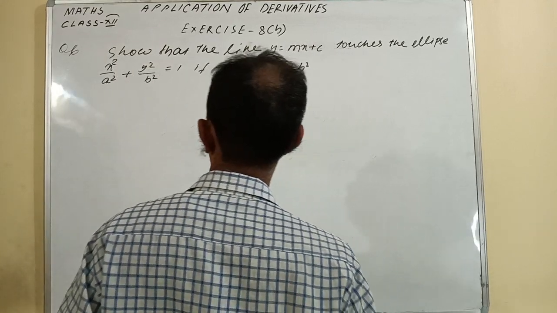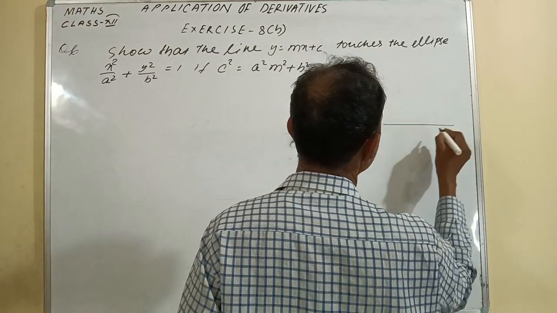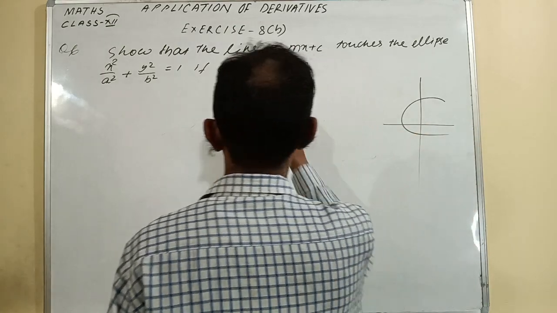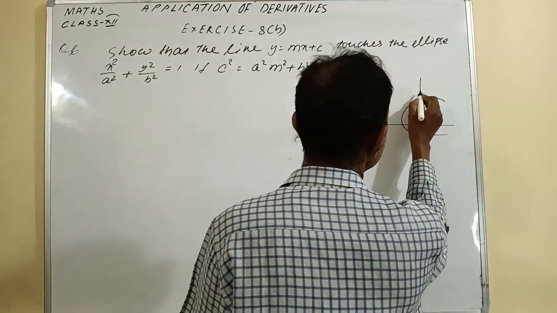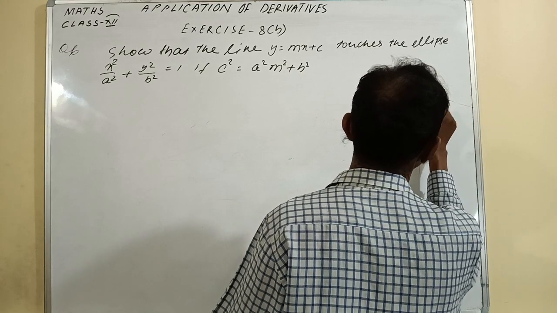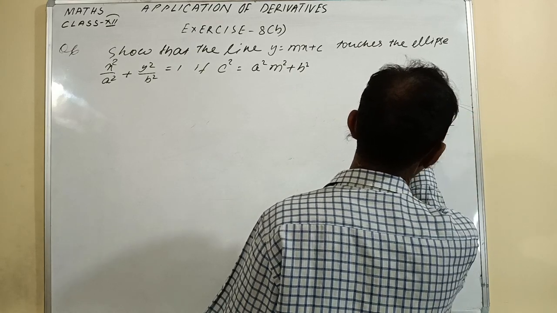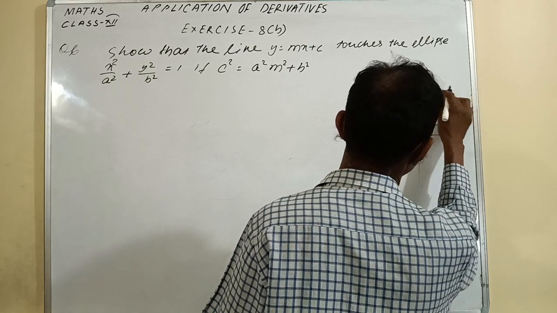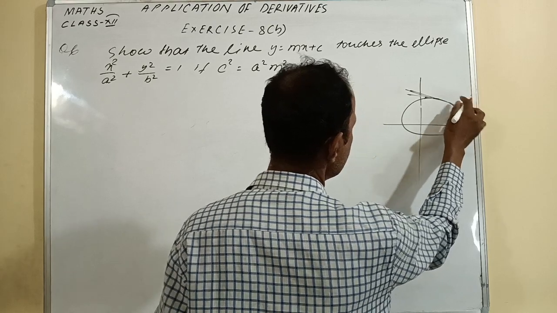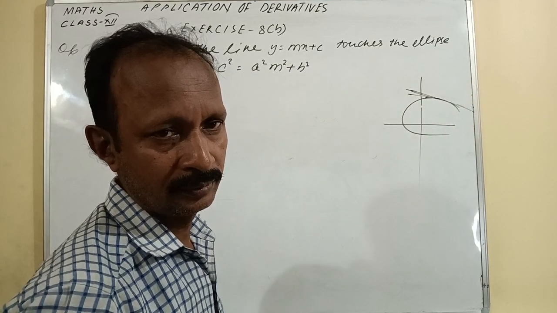Suppose the x axis, y axis, suppose there is an ellipse, and a line touches the ellipse at one point. That means what? That means say this is the tangent, okay?